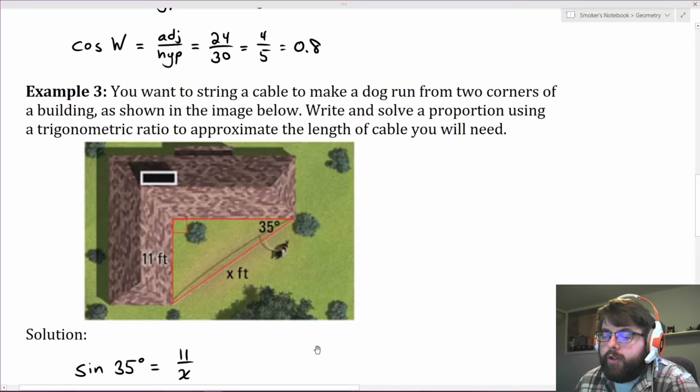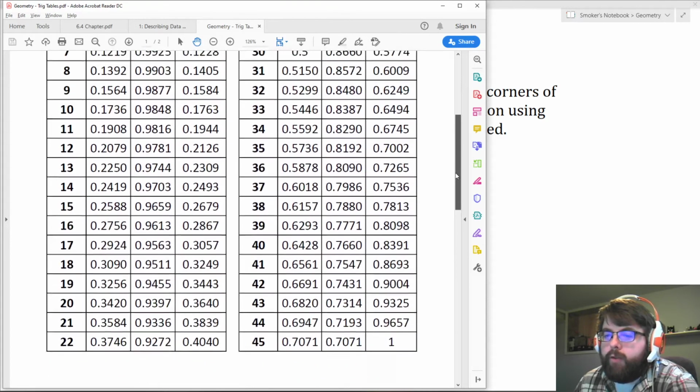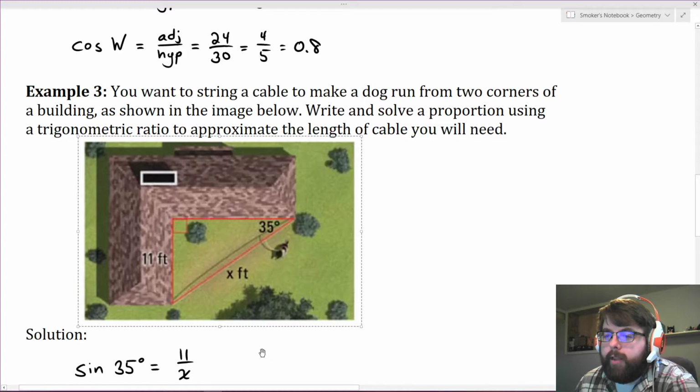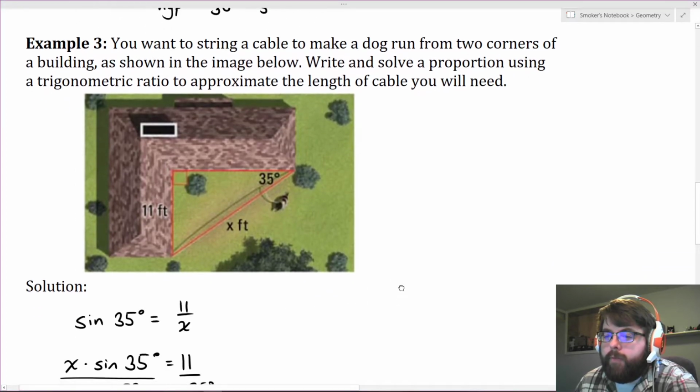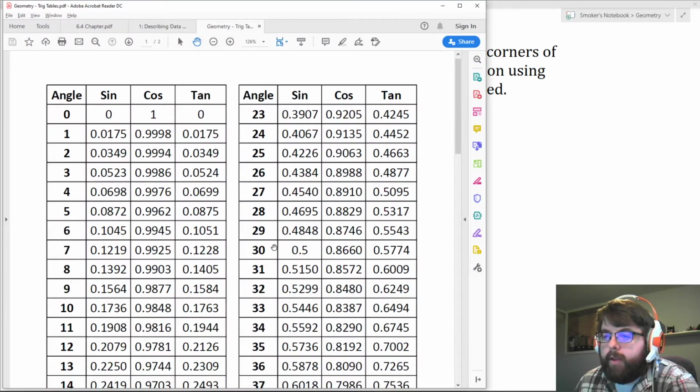And this is actually where the trig table is going to come into play, because on this trig table, I'm going to look for sine. Now we're in the sine column, at 35. It's right here, 0.5736. Okay, so I can replace sine of 35 with 0.5736.